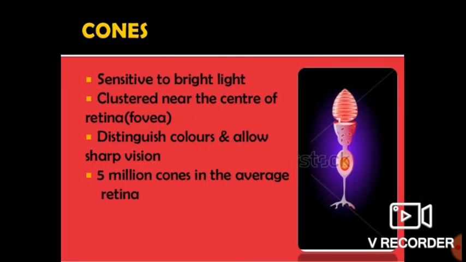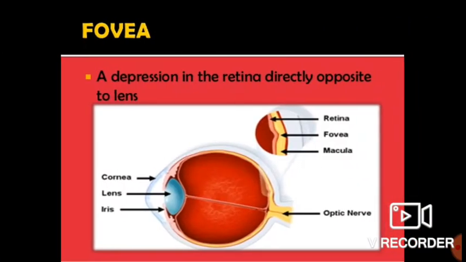Cones, sensitive to bright light, clustered near the center of retina, distinguish color and allow sharp vision. 5 million cones in the average retina.